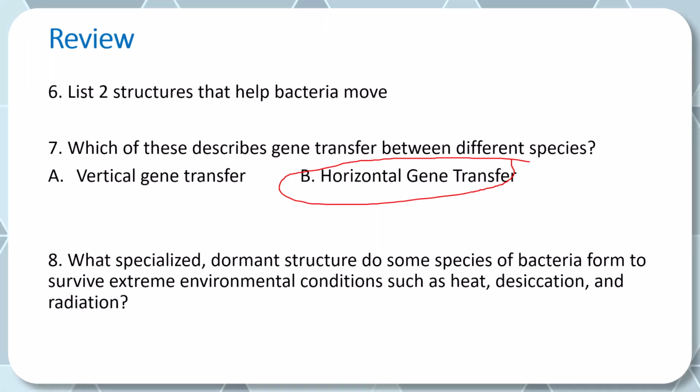And then number 8, what specialized dormant structure do some species of bacteria form to survive extreme environmental conditions like heat, desiccation, and radiation? That would be endospores. Okay, the writing is not great, but endospores.